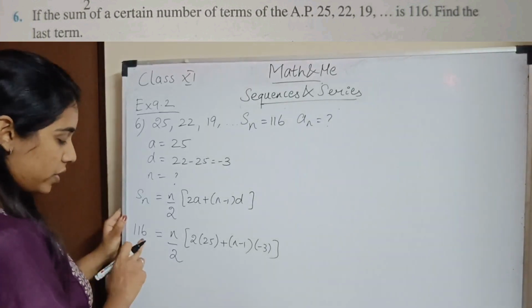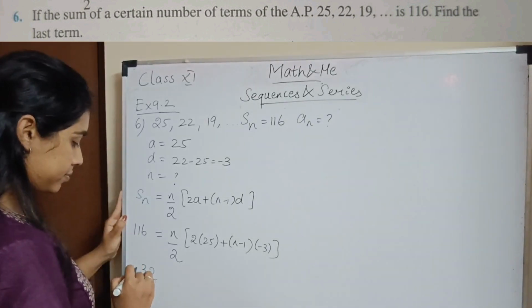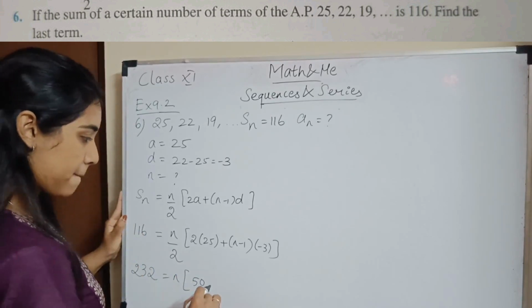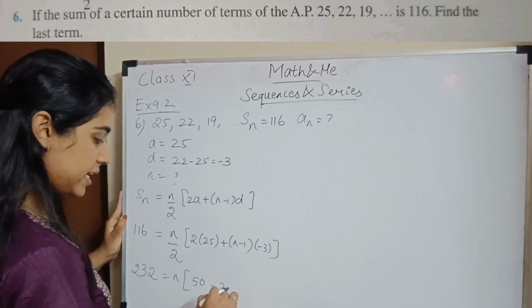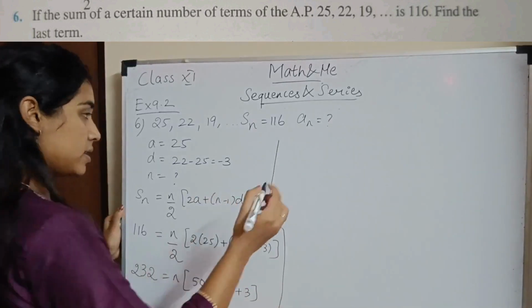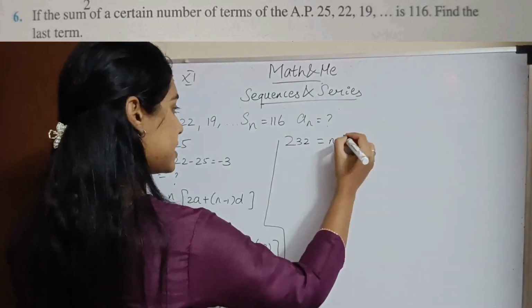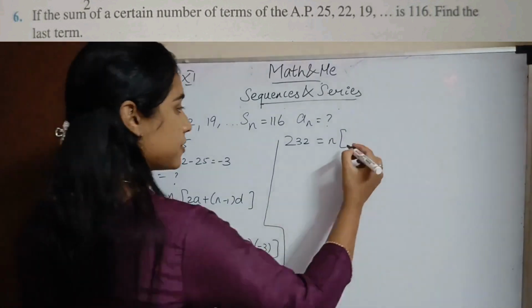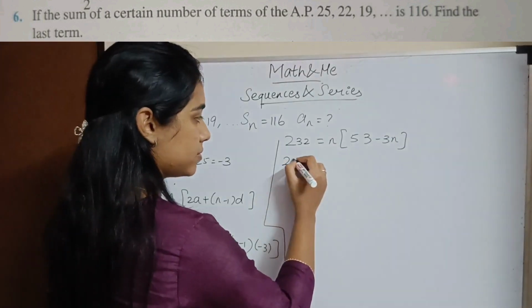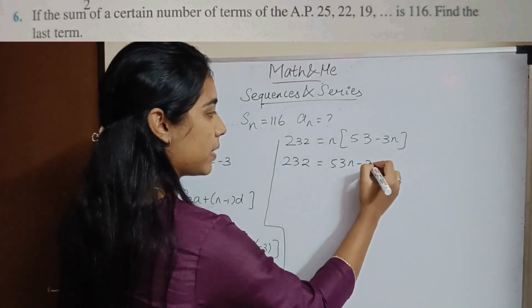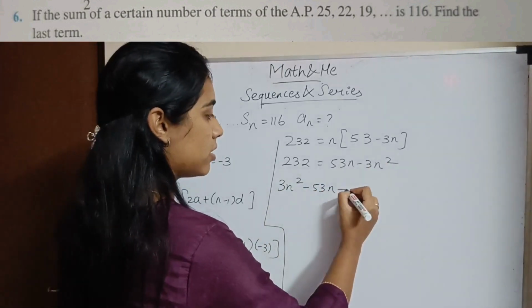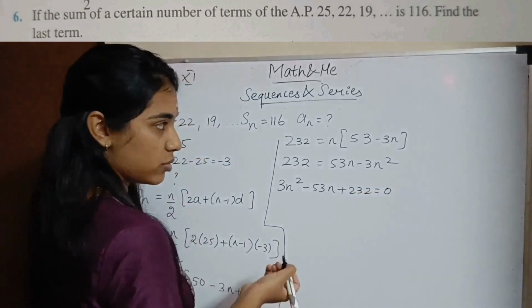I'm going to multiply the 2 over here. So I have 232 equals n times (50 minus 3n plus 3). I have 232 equals n times (53 minus 3n). Multiplying it inside, 232 is 53n minus 3n square. So now we have a quadratic equation: 3n square minus 53n plus 232 equals 0. So what are the factors?